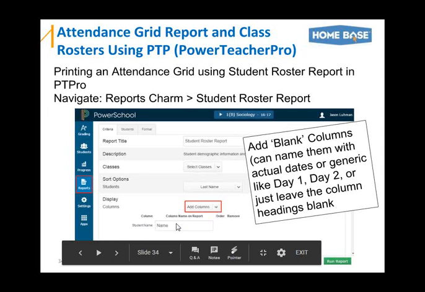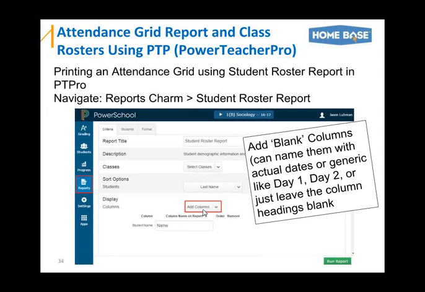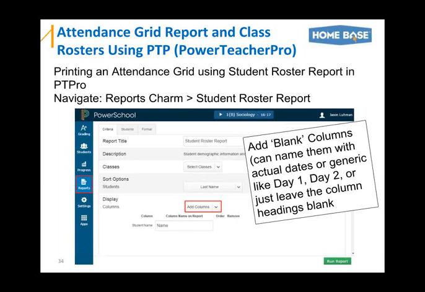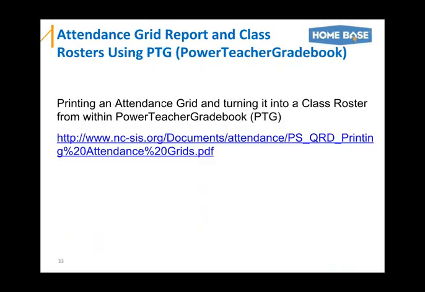But this is where you're going to add the columns. It automatically has a student name here. So you can add columns. Either you can name them day one, day two. You can actually put in dates for the first week of school. Or you can just leave the column headings blank and just have blank columns there. And you can also definitely add their student number and things like that. So that's how you're going to be able to do it, or teachers can do it through PowerTeacher Pro. And this is the document that will help you to have the teachers do it through their own PTG gradebook.